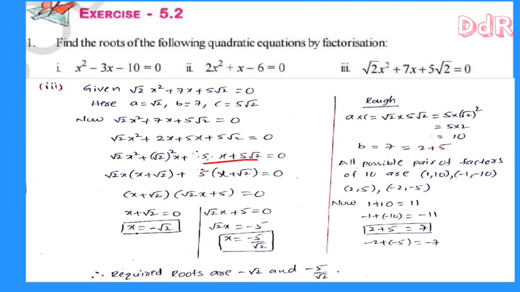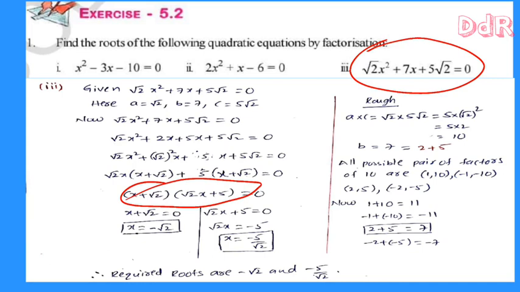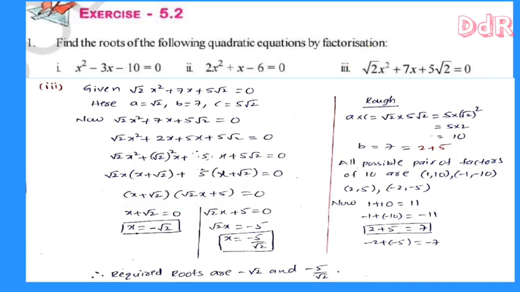Next, from the last two terms, 5 is common, 5 bracket of x plus root 2. So x plus root 2, x plus root 2. So x plus root 2 bracket of root 2x plus 5. So finally the given quadratic equation is expressed as a product of two polynomials. So let us find the x values. x plus root 2 equals 0, then x equals minus root 2. Root 2x plus 5 equals 0, root 2x equals minus 5, x equals minus 5 by root 2. So the required roots are minus root 2 and minus 5 by root 2.